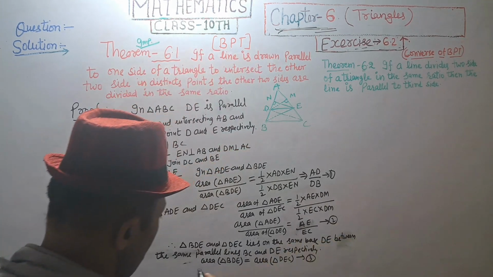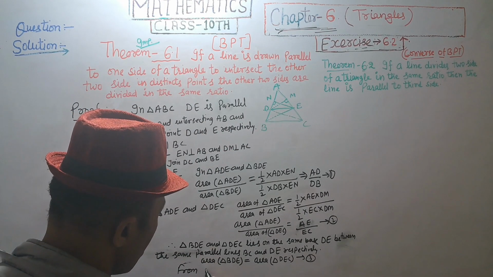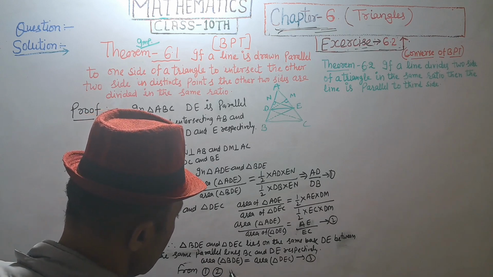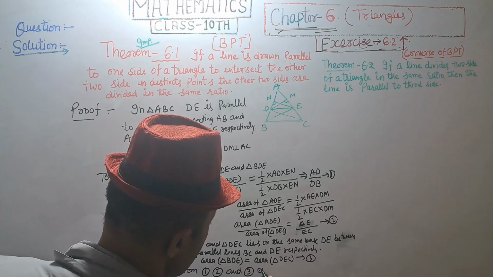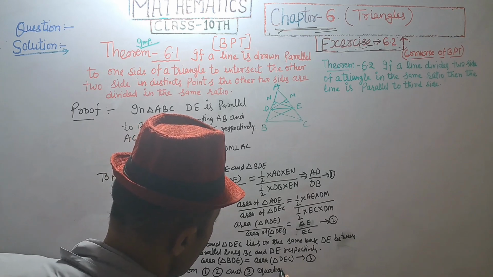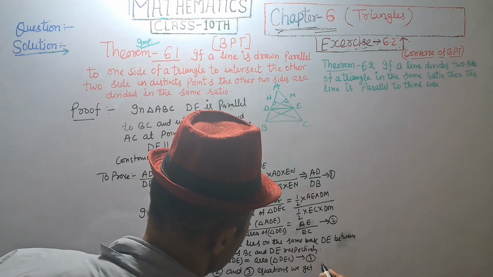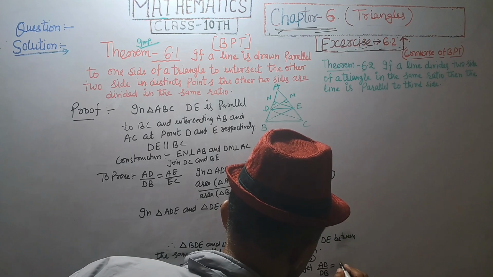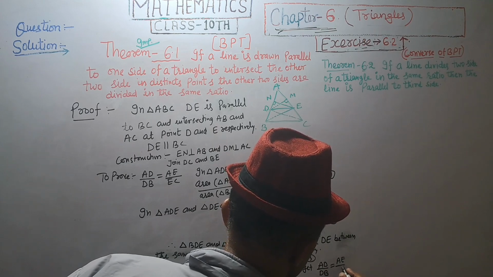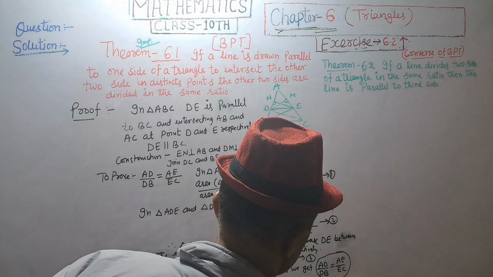From the first, second and third equations, we get AD upon DB is equal to AE upon EC. Hence proved.